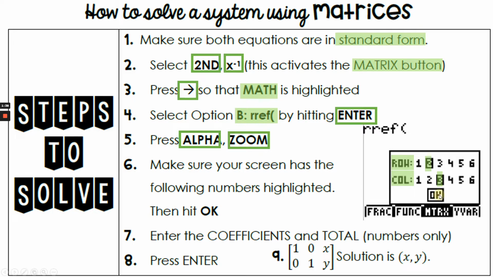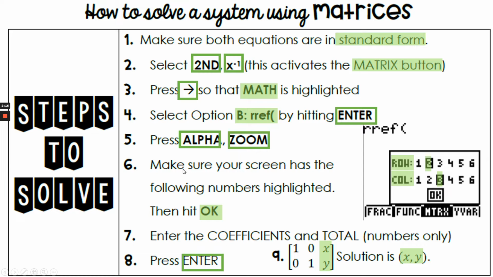Then you're going to hit OK right here. Make sure you enter the coefficients and the total. That means you do the A, the B, and the C. No variables. Do not use any letters in this. And then you're going to press the enter button. And it's going to give you something like this, 1 0 0 1. And your solution right here is going to be in that last column as long as you've got 1 0 0 1 here, this one.